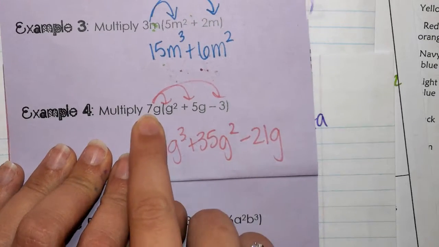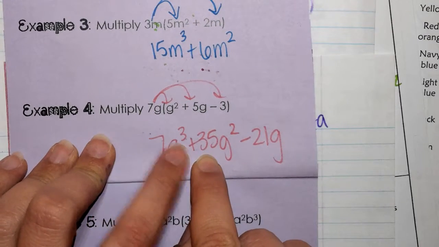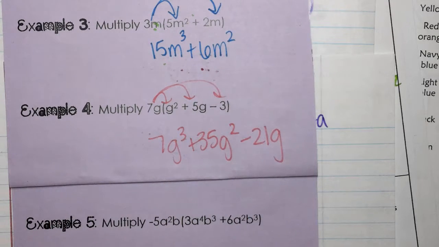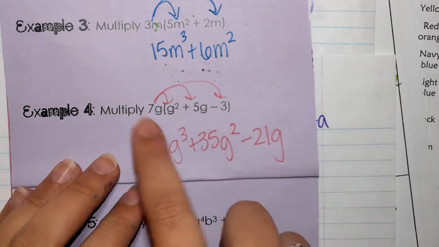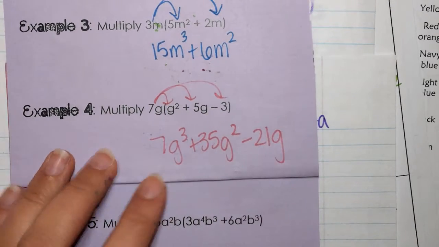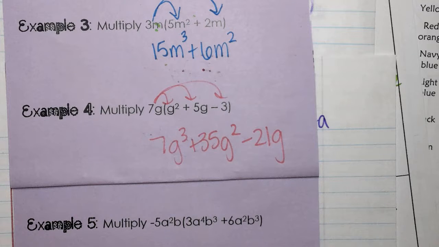Okay. Now, 7g times 5g gives us 35. 1 plus 1 gives us 2. Thumbs up or thumbs down that we see where we got that? And then 7g times 3 gives us 21g. And it's a minus, so it is a minus. Thumbs up if you get that. Fantastic. I got to see thumbs. All right. Fantastic.